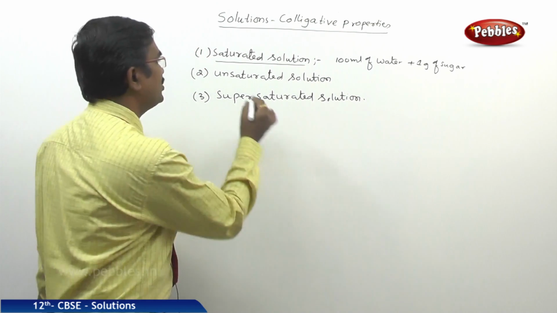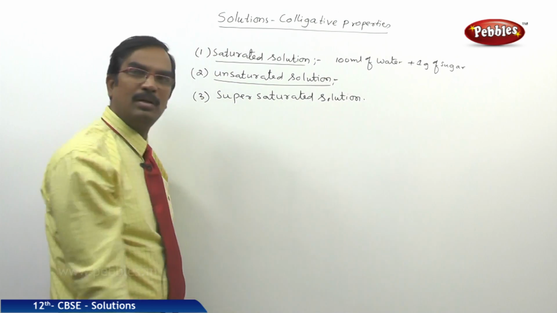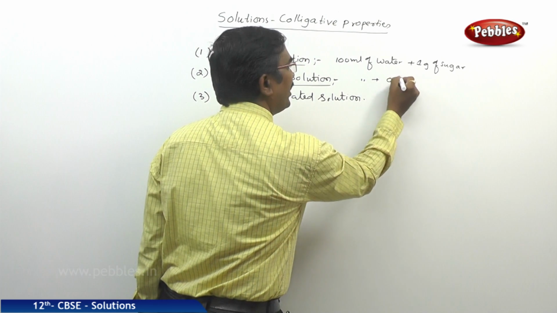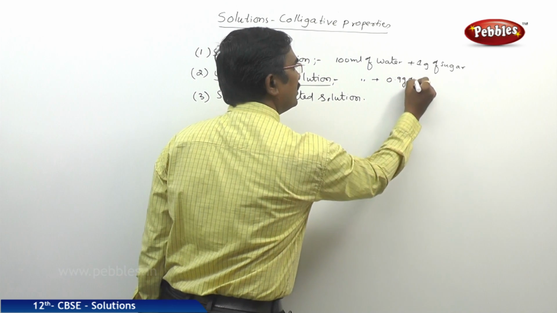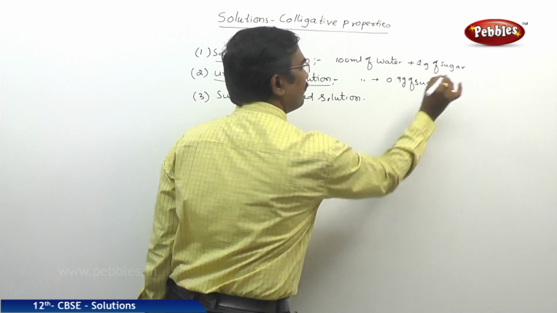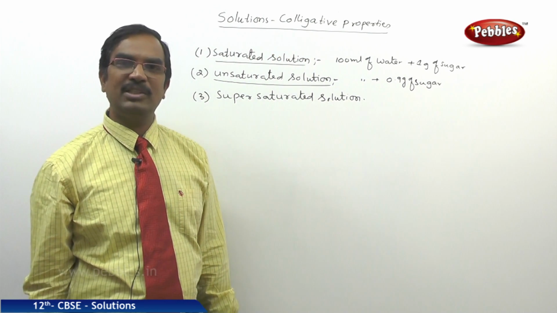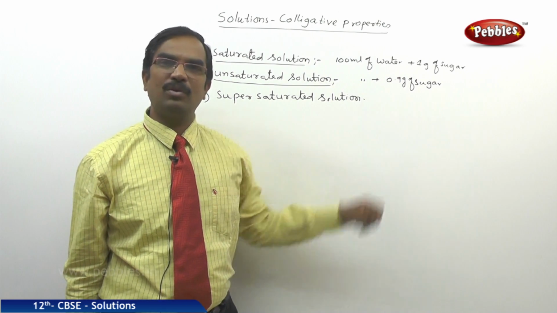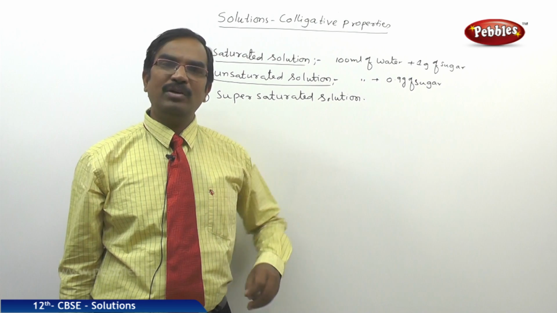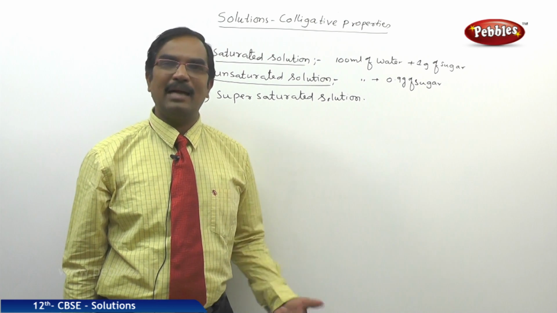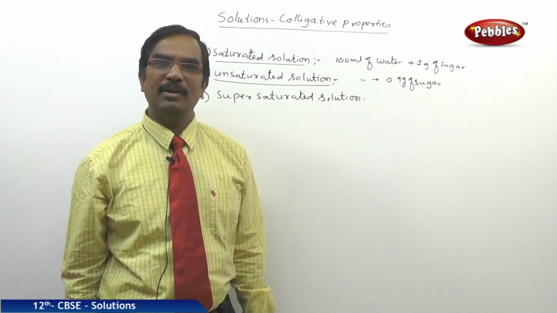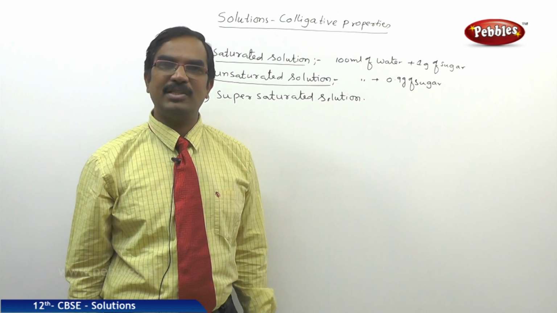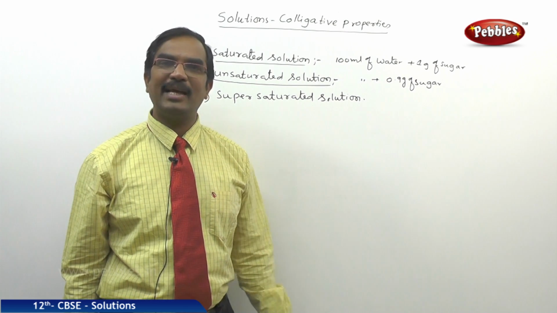Coming to unsaturated: assume the same 100 ml of water, to which we have added 0.9 grams of sugar. Exactly 1 gram is required, but we are adding only 0.9 grams. This is a solution where we haven't added the required amount of solute at the given temperature. We have added less than required. In such a case, we call it an unsaturated solution.